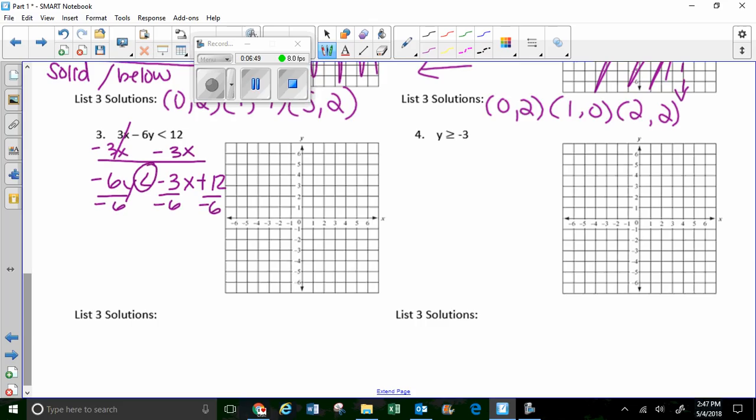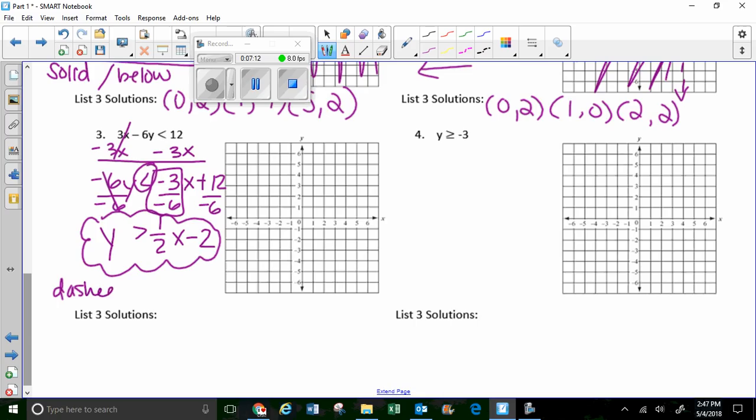What that means is I got to flip my inequality symbol. And that leaves me with y is greater than 1/2 x minus 2. Just simplifying here, negative 3 over negative 6 is positive 1/2. And 12 over negative 6 is negative 2. So here's your equation. Your inequality rather. It's going to be a dashed line because there's no line underneath. And we're going to shade. Well, what kind of symbol is that? Very good. It's greater than. So that means I'm going to shade above.